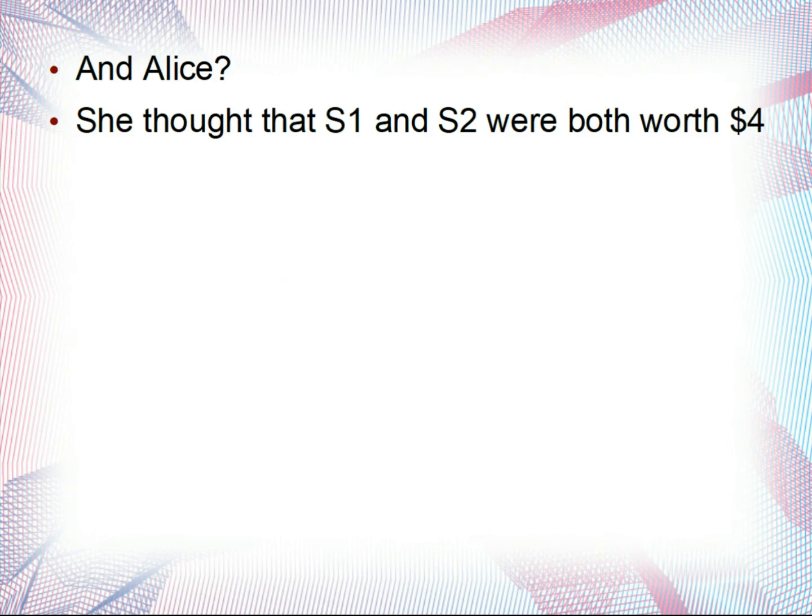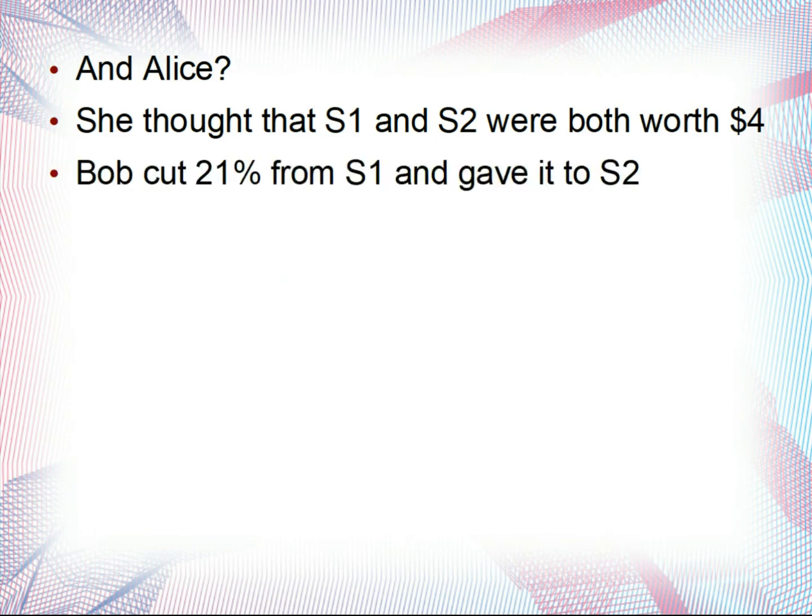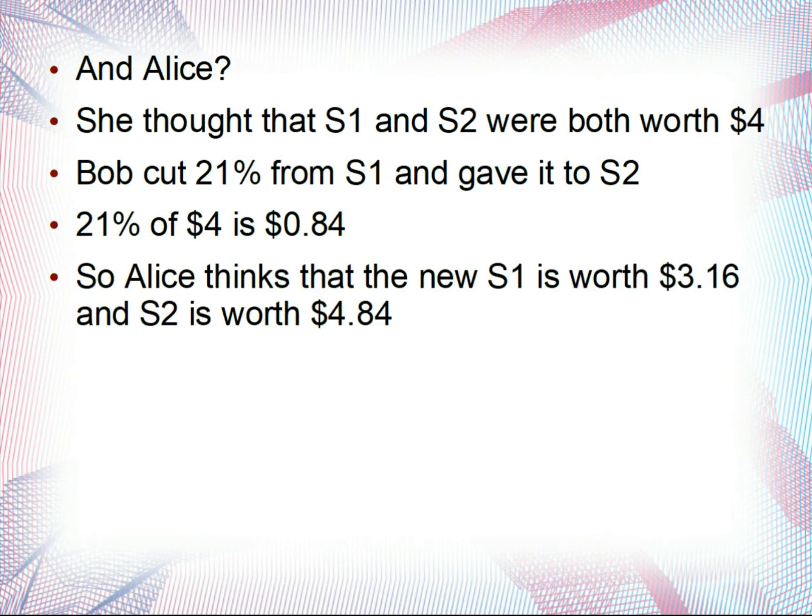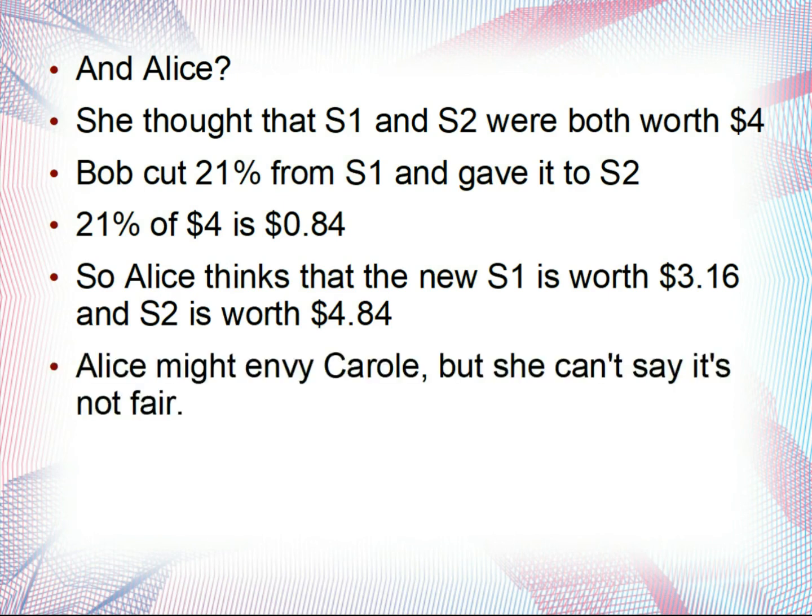So Alice, well, she thought that slice number 1 and slice number 2 were both $4. Because she's the divider, that's her job. So remember, Bob cut 21% from slice number 1 and gave it to slice number 2. 21% of $4 is 84 cents. So Alice thinks that the new slice 1 is only worth $3.16 because we took 84 cents away, and slice 2 is now worth $4.84. So since Carol took slice number 2, Alice might envy her, but Alice cannot deny that she got $4 worth of cake, so she can't say it's not fair.